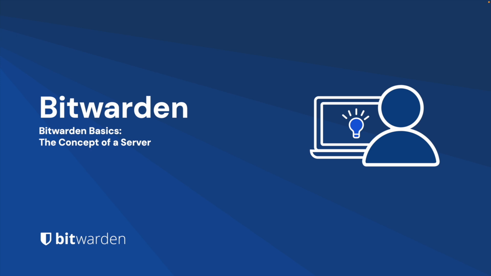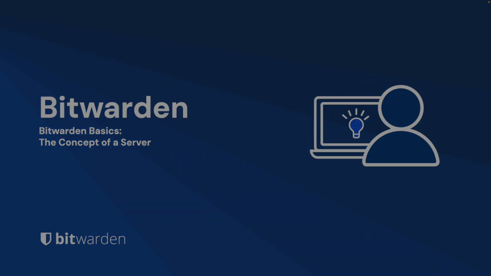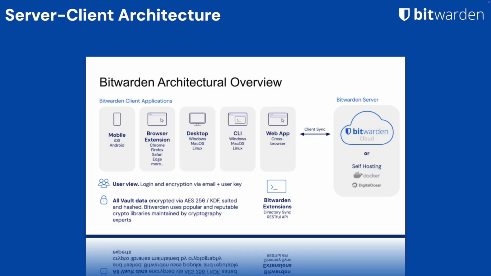I'd now like to look very quickly at the Bitwarden server-client architecture and take the opportunity to clarify how various objects such as users, items and organizations behave in relation to the server they are created on. Bitwarden uses a server-client architecture, meaning that a Bitwarden server will host the data that is accessed and written to by various and multiple Bitwarden clients.